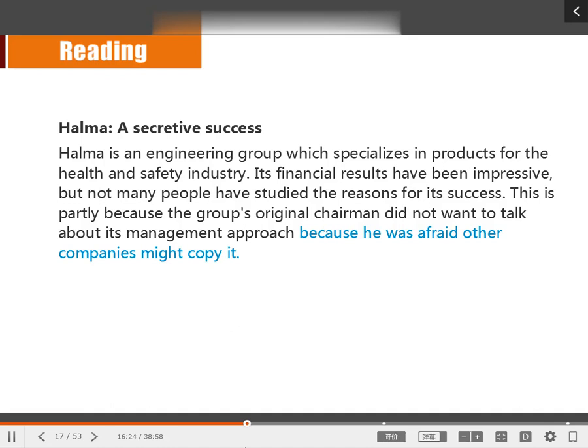Now here, let's come back to the paragraph here. Let's take a look at the first sentence. So Halma is an engineering group which specializes in products for the health and safety industry. 那么这句话哈，跟刚刚这个 company biography 的内容有些相似，是在介绍 Halma 到底是干什么的。那么在前面的 company biography 当中呢，是用了 make 这样一个词哈，生产。那么这里呢，它用的是 specialize.